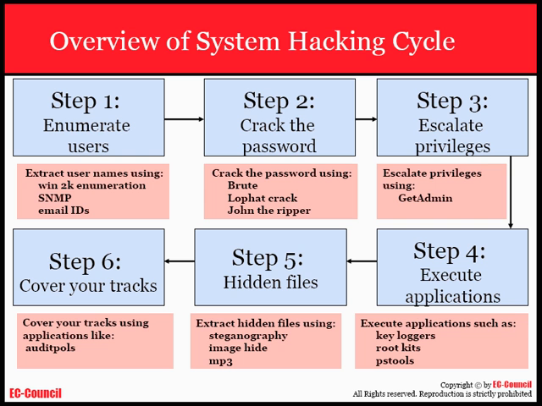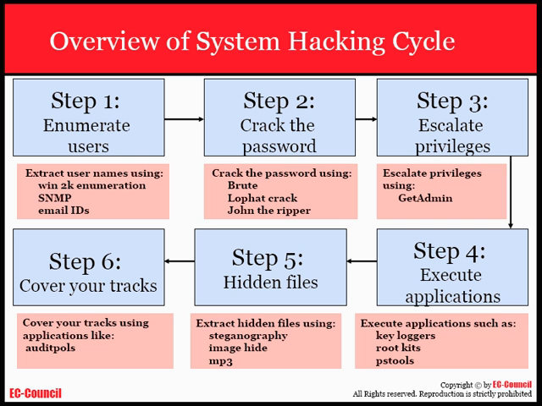So if you look at the overall system hacking cycle, there are several steps that happen while you're actually doing the hacking. The first step that you usually do is to enumerate the users. In other words, you want to find out what the users' names are, and you'll do something like Windows 2000 or 2003 enumeration or SNMP, or maybe you'll just use their email IDs. The next step, since we have their username, is that we want to crack the password. And we'll look at some different tools like Brutus, L0phtCrack, or even John the Ripper that will help us crack these passwords.